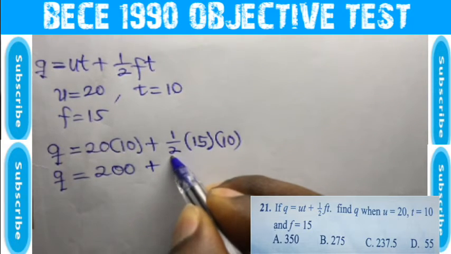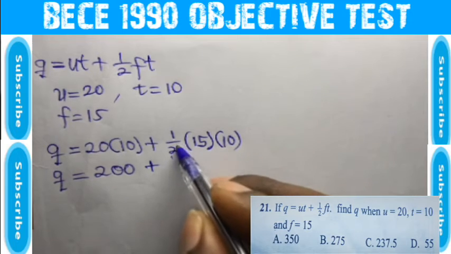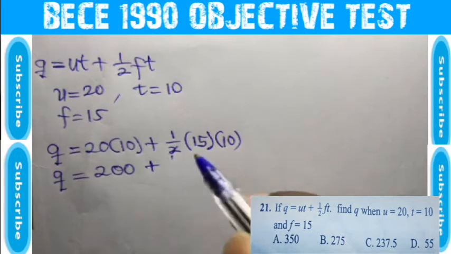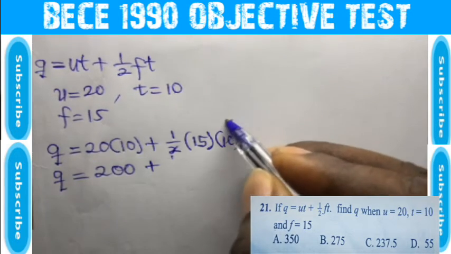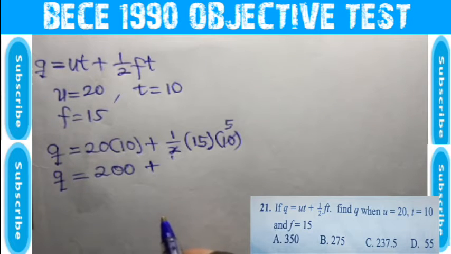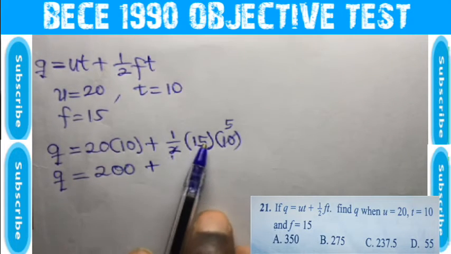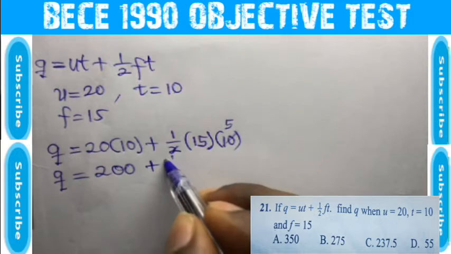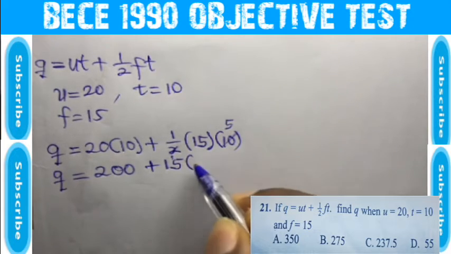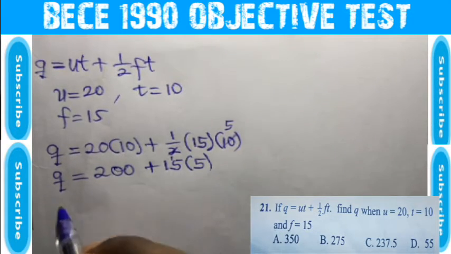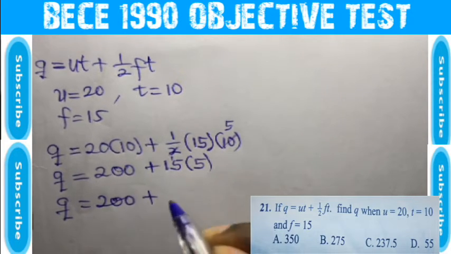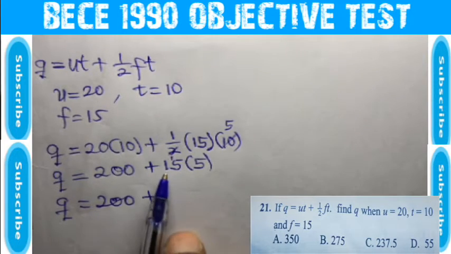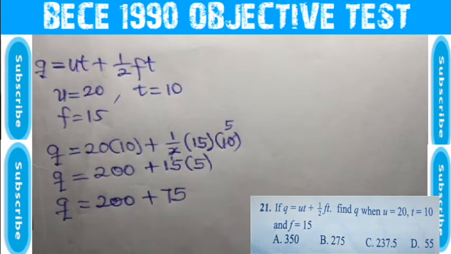Plus half of 10, all right? 2 divides itself a single time. And 2 divides 10 5 times. So 1 multiplies 15 multiplies 5. So we have 15 multiplying 5. So Q will be equal to 200 plus, when 15 multiplies 5, we have it to be 75.